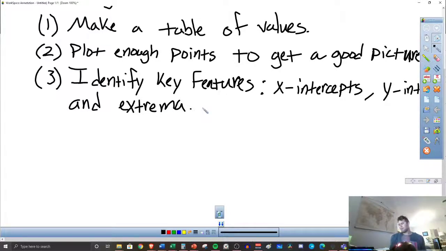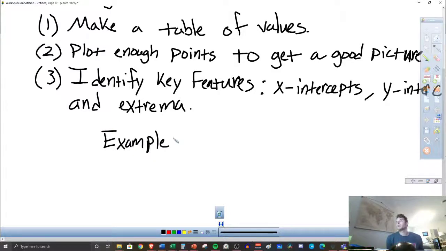Also, this section of this unit is going to be broken up into 2 videos. We'll be talking about extrema here in a bit, but let's go ahead and look at an example. In your homework assignments for Delta Math, that's where I'm going to be pulling these examples from.